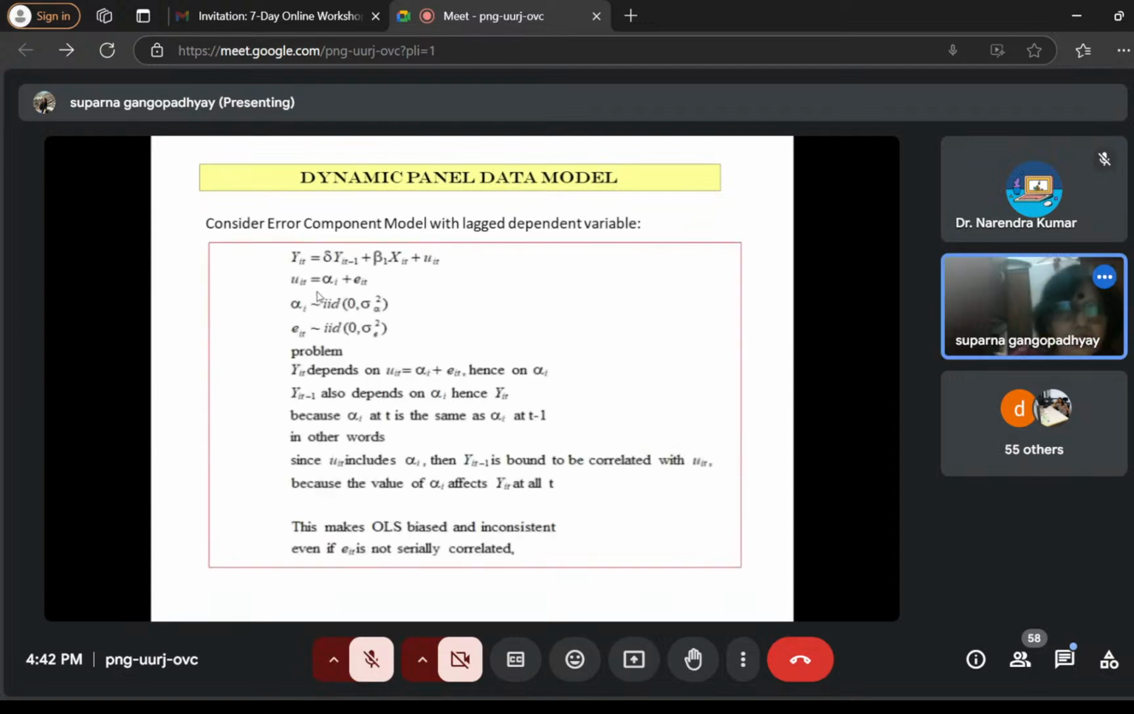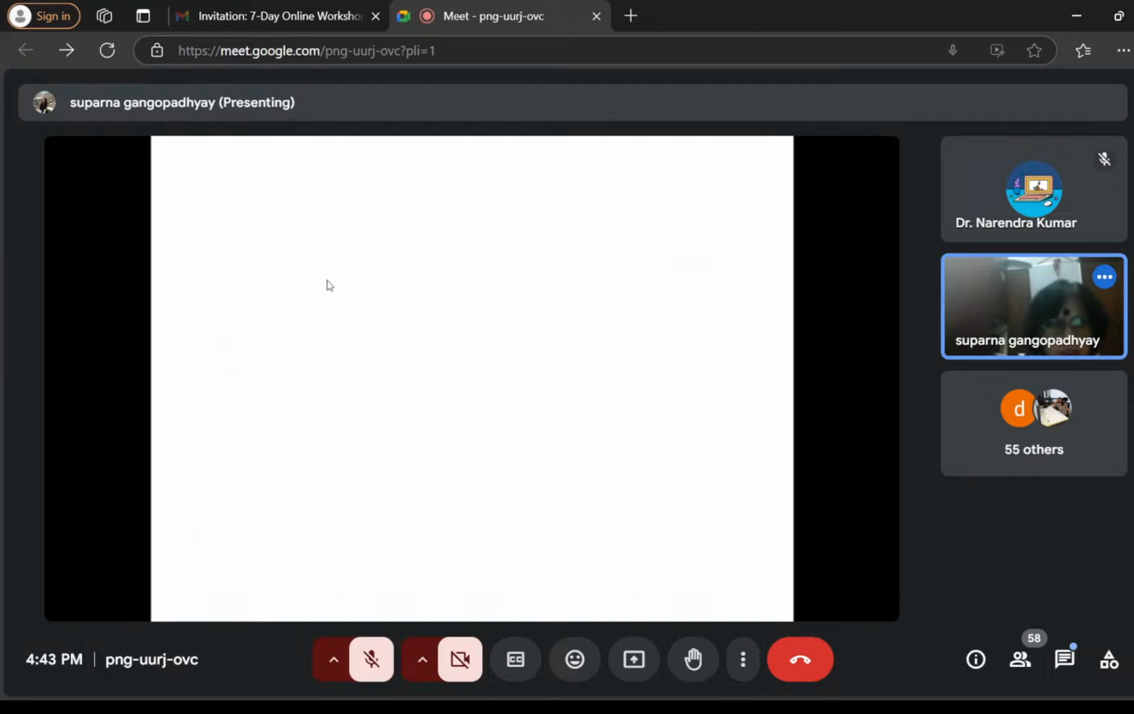I think for the dynamic regressor panel data model, I don't get the opportunity because of time constraints, so I drop it. Dynamic panel means there is a lag. If your y is lagged, clear? Y_it depends on y_it-1. That means alpha_i plus epsilon_it, and hence on alpha_i. Your lag depends on alpha_i, and that's why on y_it. This is a problem. For this, another kind of estimation method is required, not OLS. Okay.